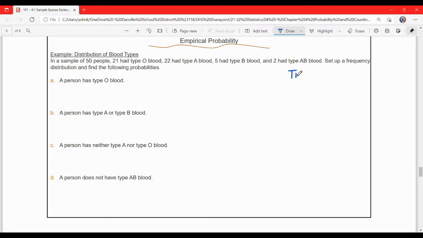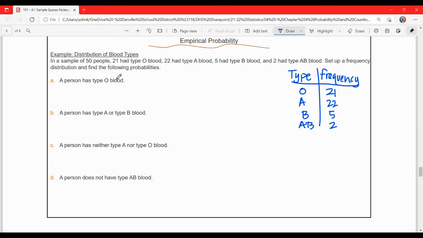Okay, so a frequency distribution lists the different outcomes and their corresponding frequencies. So in this case, we have type O blood, there are 21. Type A blood had 22. Type B blood had 5. And type AB blood had 2. So there's a frequency distribution, which lists all the different possible outcomes and their corresponding frequencies. Now we can answer some questions.